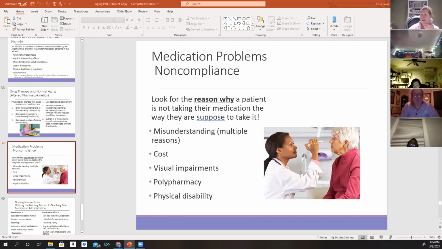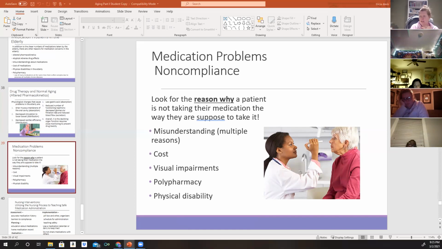Medication problems when we think about non-compliance. So when I was in nursing school, something that they always told us is that patients are not just non-compliant because they want to be difficult about it. There is always a reason why they're non-compliant. And it's true. I've noticed that. I can't ever think back to one patient that was non-compliant where there wasn't a particular reason why.